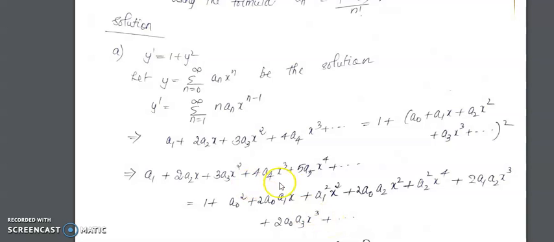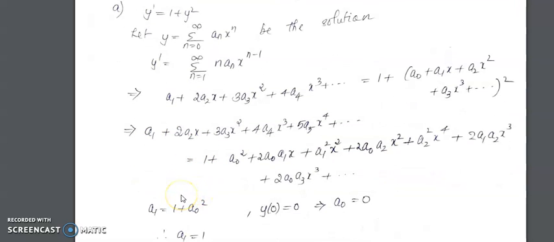Now, to equate the remaining coefficients, let us write the corresponding coefficients from here. So first, equate the constants. When constants are equated, you will get a1 equal to 1 plus a0 square.